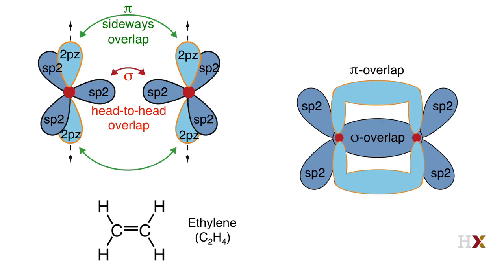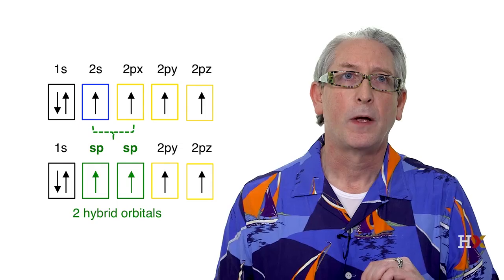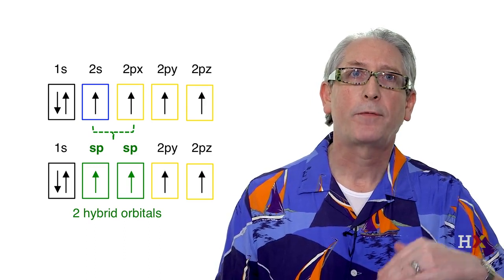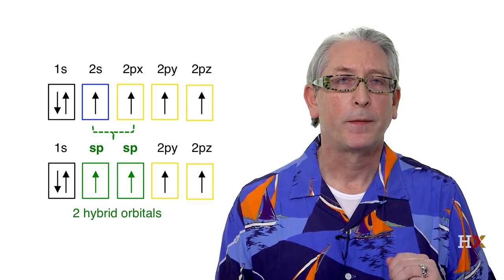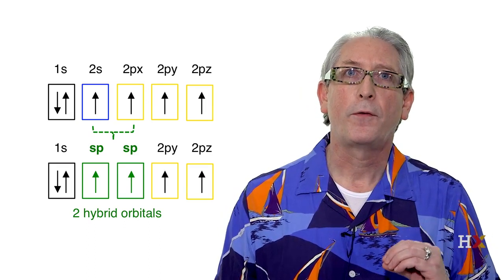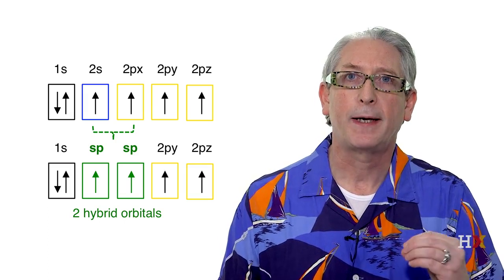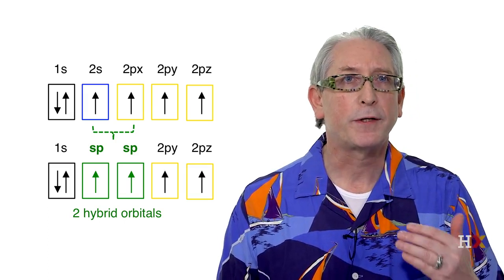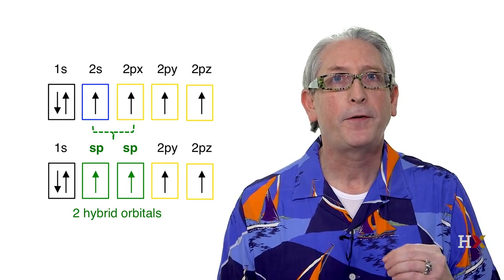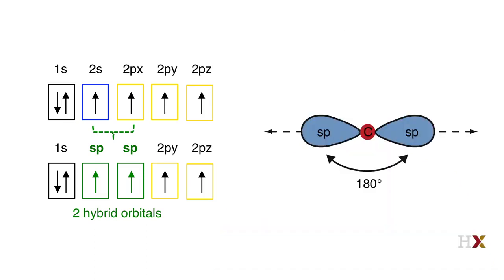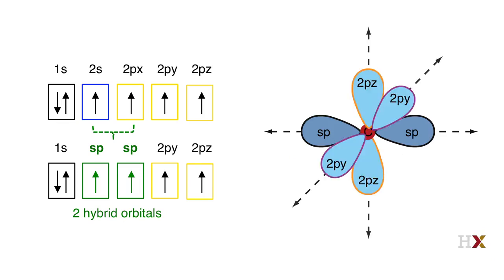Finally, how can carbon bond with 2 other atoms? Once again, 1 electron from the 2s orbital is promoted to the empty 2p orbital. And then 2 of the orbitals carrying unpaired electrons are hybridized. The result is 2 sp orbitals with 50% s character and 50% p character. The sp orbitals are 180 degrees from each other. The other 2 unpaired electrons remain on 2p orbitals, 2py and 2pz.